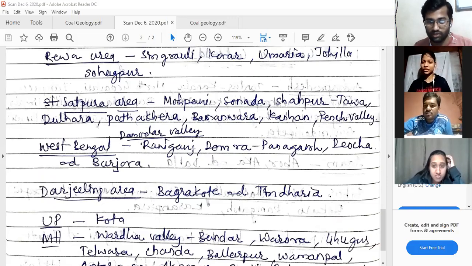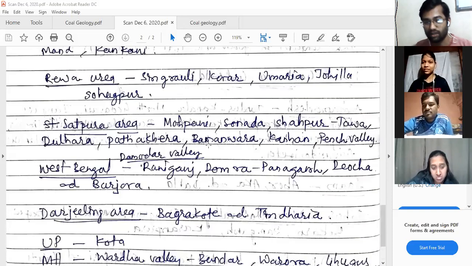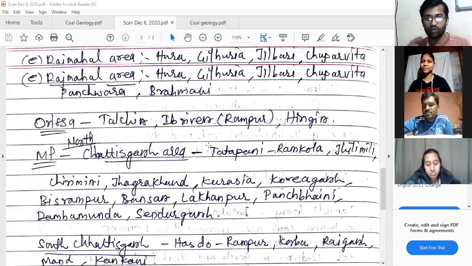Pench Valley, Damodar Valley in West Bengal, then Raniganj, Dombra, Dilsa, Barjora, then Darjeeling area, Bagarkot, Tindaria. In UP you have Kota, then in Maharashtra you have Wardha coalfields, Bandara, Warora, Hukus, Telwasa, Chanda, in Chandrapur, Ballarpur, then Wamanpal, Antargaon, Akshapur, Sasti, Rajura, Kamti coalfields. Then in Sikkim you have Rangit Valley. So all these are different coal fields of India.